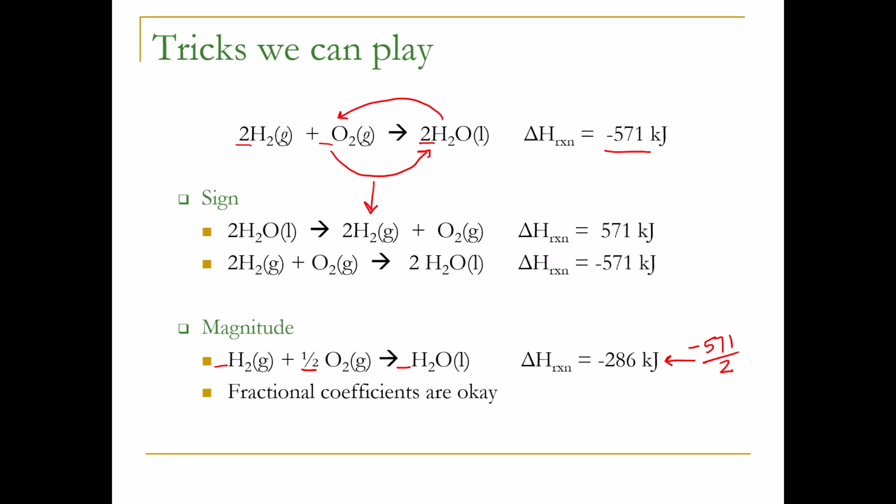For this process, it is okay to have fractions for your coefficients. Because as we saw when we were calculating delta H for thermochemical equations, coefficients are important and coefficients matter for that delta H value. So it's perfectly fine to have fractions.